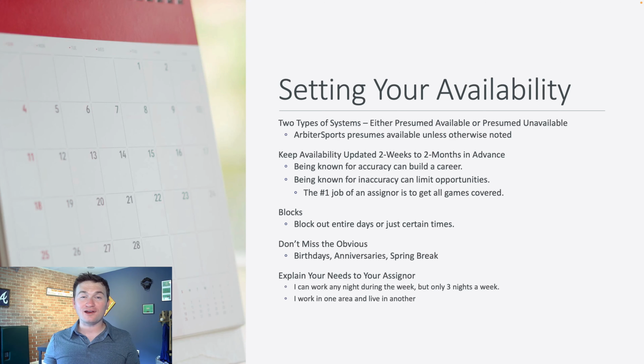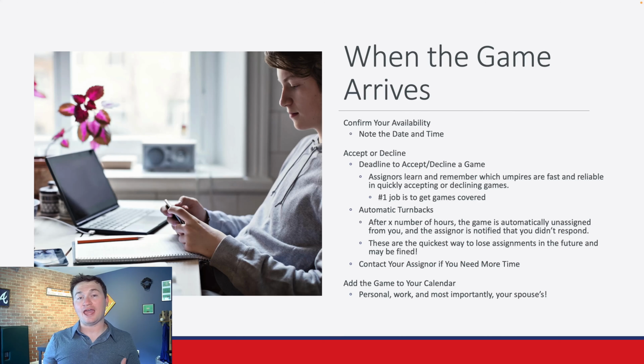The assigning software is most likely only going to show you in one location, but if you tell your assigner where you work and where you live, they can try to schedule a game that's closer to your office on a weeknight and closer to your house on a weekend. Now let's talk about what to do when the game arrives.